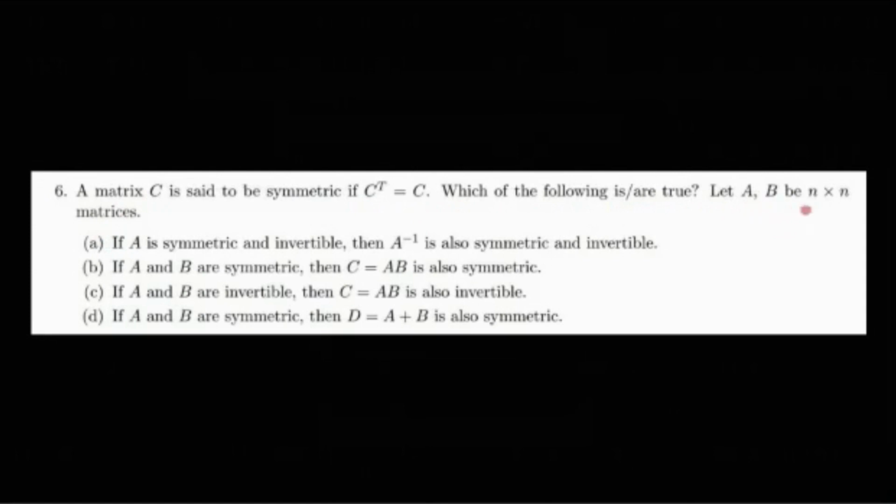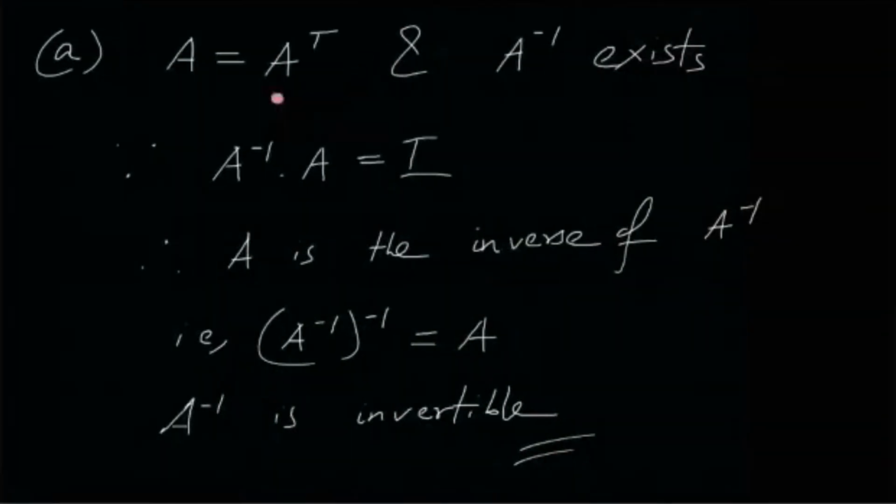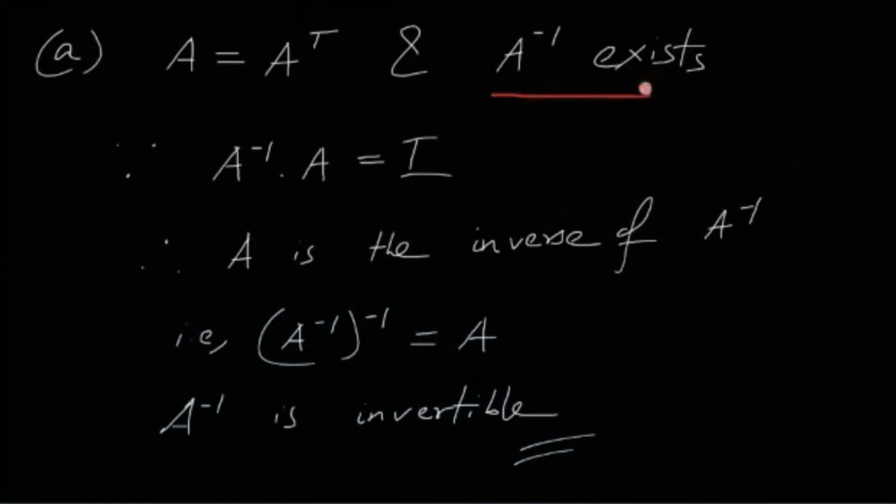Let A and B be n cross n matrices. So there are four options. We have to check which of them are true and false. The first one says if A is symmetric and invertible, then A inverse is also symmetric and invertible. So let's check that. A is symmetric, that means A is equal to A transpose, right? And A inverse exists because it is said that A is invertible. So these are the information given.